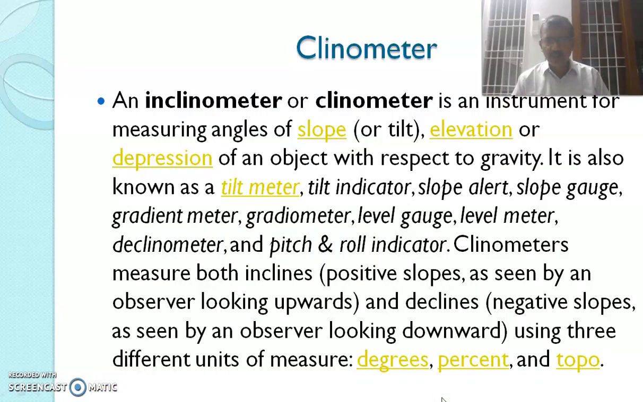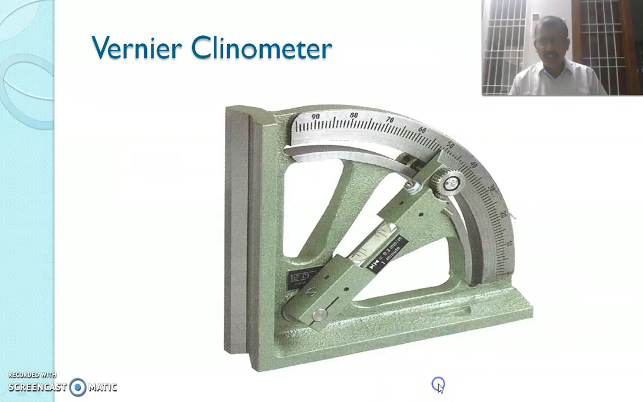So a clinometer is used to measure angles, slope, or elevation or depression of an object with respect to gravity. It is also known as a tilt meter, tilt indicator, slope alert, slope gauge, gradient meter, gradiometer, level gauge, level meter, declinometer, and pitch and roll indicator. Clinometers measure both inclines and declines using three units of measure: degrees, percent, and topo.